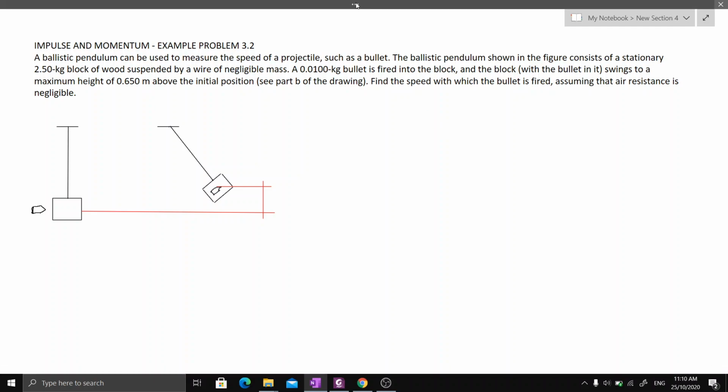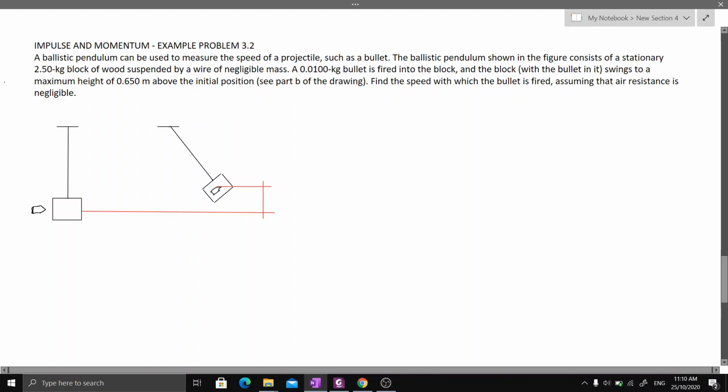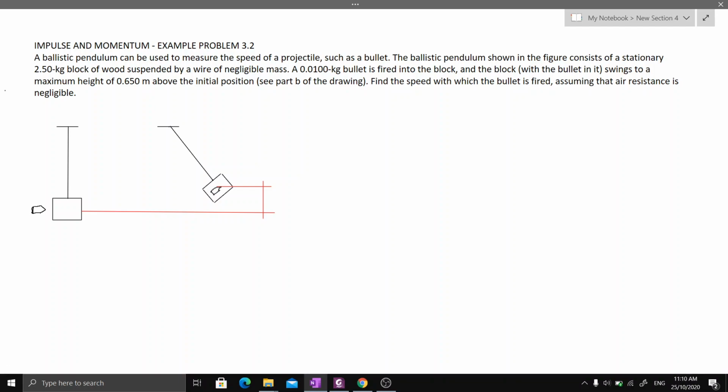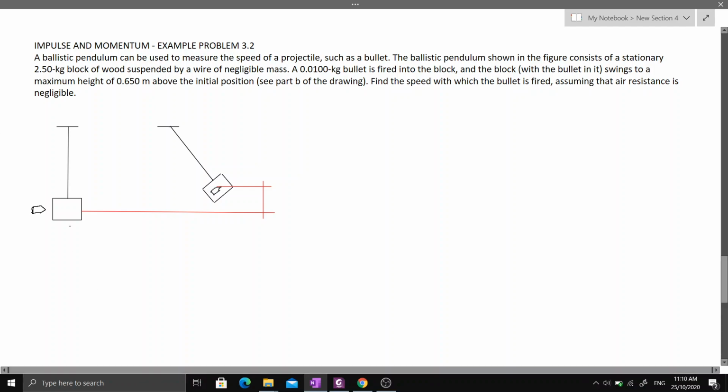So for example problem 3.2, it states that a ballistic pendulum can be used to measure the speed of a projectile, such as a bullet. The ballistic pendulum shown in the figure, this one, part A, consists of a stationary 2.5 kilogram block of wood. So this is the block of wood, suspended by a wire of negligible mass. A 0.01 kilogram bullet is fired into the block. So this is the bullet.